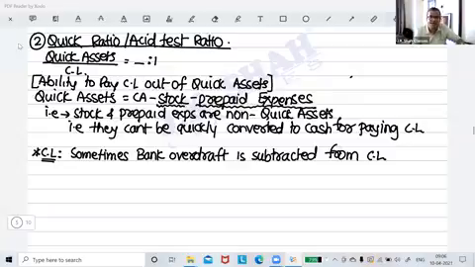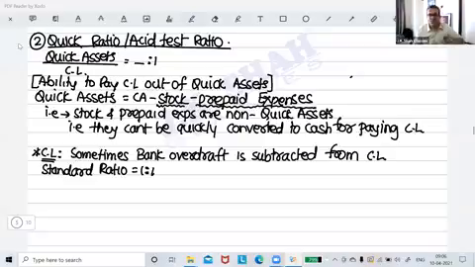We have to still write. What happens is, because you're making the ratio a little more stringent, the standard ratio will come down to 1:1. Now, what is the reason for saying that sometimes bank overdraft is subtracted from the current liability?